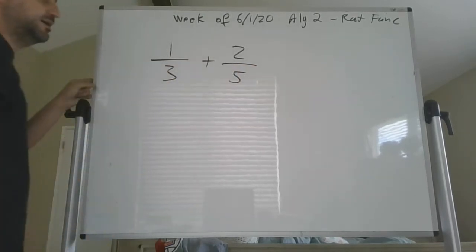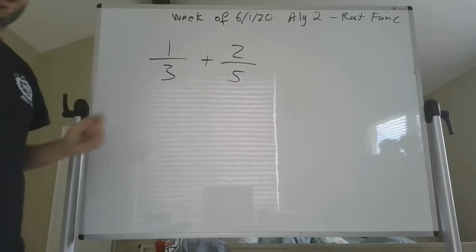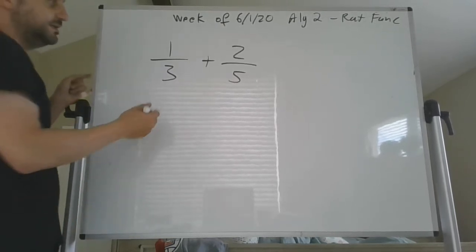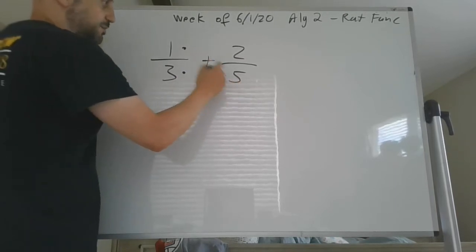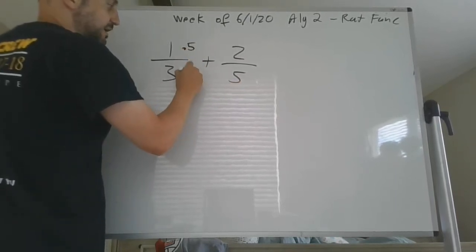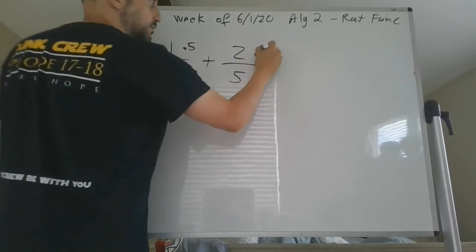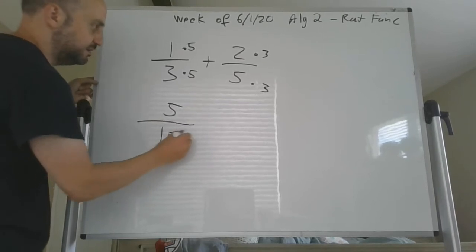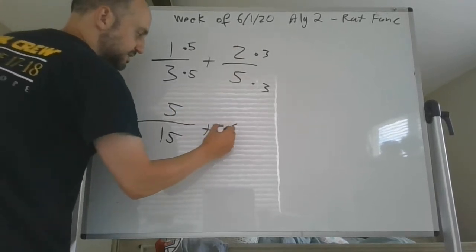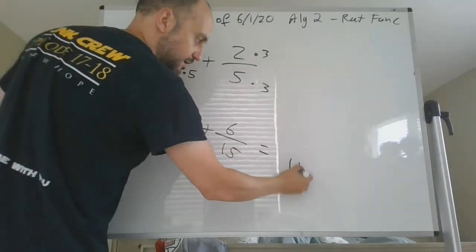Let's say you want to find a common denominator. You can't just add these right now. You just can't. The denominators must be the same when you're adding and subtracting. So one easy method is multiply top and bottom of this fraction by the denominator there, 5. And multiply these two by this one's denominator, which is 3. So that's going to give us, look, magic, 5 over 15 plus 6 over 15. Guess what? We now have common denominators, which is 15.